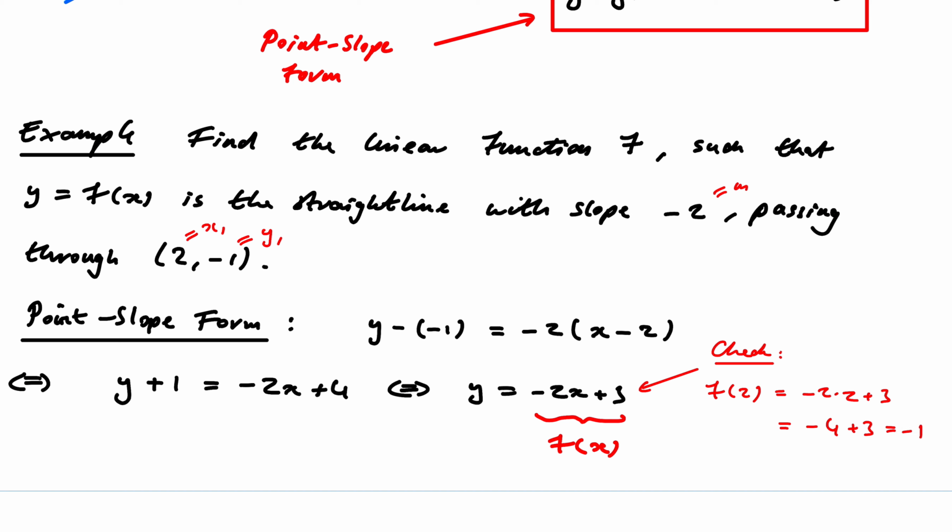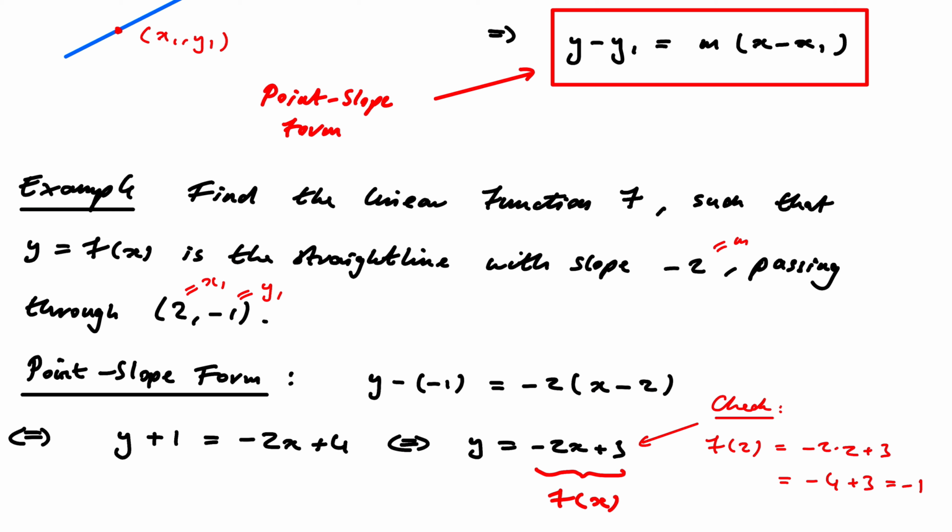Exactly as you'd expect. So moral of the story, if I have a non-vertical straight line in the xy plane, and I have the slope and a point, I can immediately write down the point slope formula, and I can rearrange it if I want to get an actual function. So I can interpret it as the graph of a function. So that's the point slope form of a straight line, very useful.